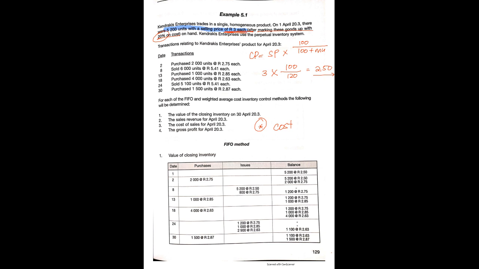So immediately before I even continue with the rest of it, let's look at recording that. So in your table, you'll see that what they ask you to do is, so this is the question, the part that I've put in the squiggly bracket around. It says to you for each of the FIFO and weighted average cost.